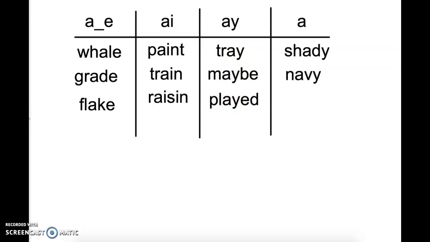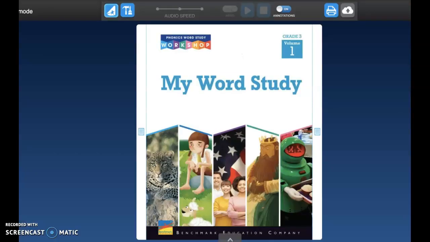If you look at these words, they are the two syllable words. So we have shady, that's an open syllable, so it's a long vowel, and navy, open syllable, so that's a long vowel. At this time, you will need your My Word Study book.